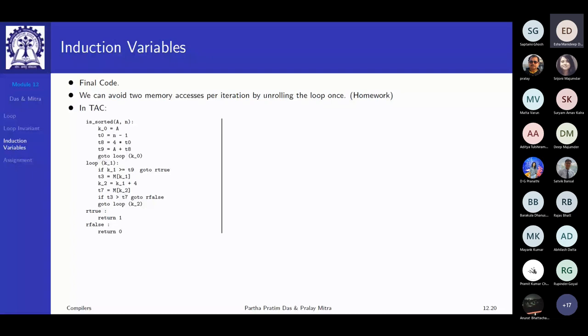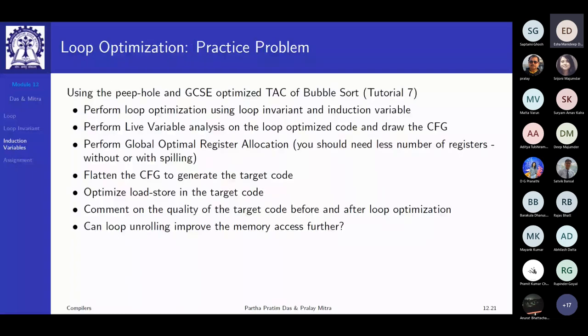So this is all about the loop based optimization, where primarily we have used the earlier optimizations of peephole, GCSE, global common subexpression, and then we are primarily using two optimizations. One is loop invariance, and the other is induction variables. Right? So let me stop here and see if you have questions.